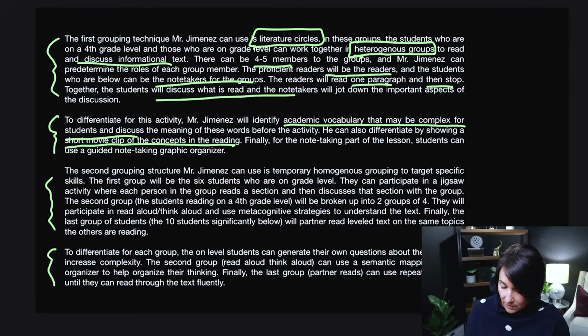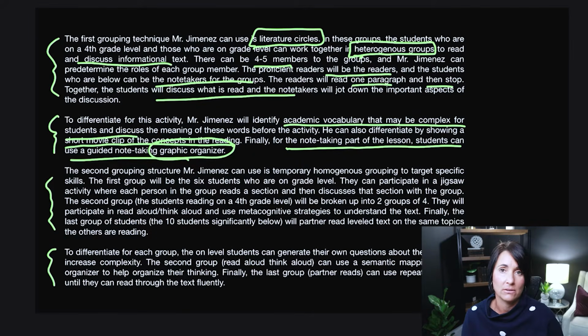You could do the note-taking part of the lesson. Students can use a guided note-taking graphic organizer. Easy. That's a great differentiating technique. All I have to do is, before we start the literature circles, hand out a note-taking graphic organizer to help keep the students focused, to help them take their notes. It's a differentiation technique. Perfect, all right?